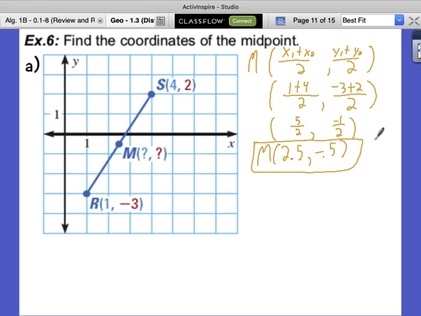Now, if you just want to look at this and say 1 and 4, what's halfway between them? And you say, oh, I know it's 2.5, or you want to say 1 plus 4 is 5, divided by 2 is 2.5, write your answer. And for the y's, 2 plus negative 3 is negative 1. Half of that is negative 0.5, and if you want to avoid writing this out, that's fine. Does that make sense, what I said there? Okay, if not, I'll show it in a second.